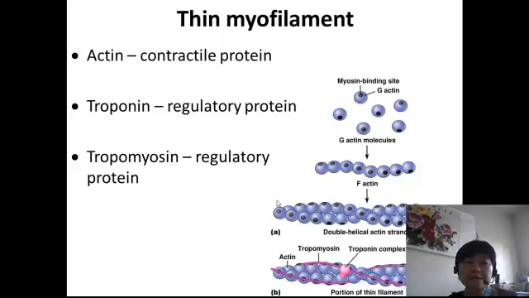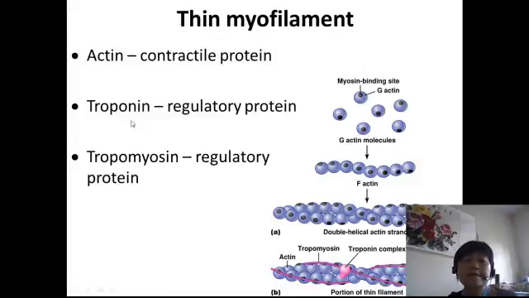So let's look at the thin filaments in detail. The thin filaments have actin as the backbone. Actin is one type of contractile protein, and it is formed with G actin molecules and then F actin. So the double helical actin strands are called actin filaments, or the thin filaments.